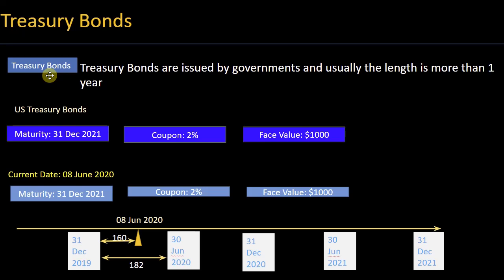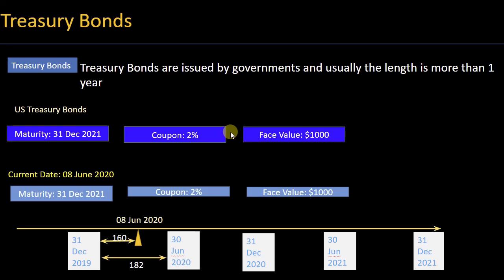There are some attributes of a treasury bond which are used to characterize a specific bond, such as the maturity of the bond, the coupon on that particular bond, and the face value of that bond. US treasury bonds specifically pay coupons every 6 months, in other words, semi-annually.